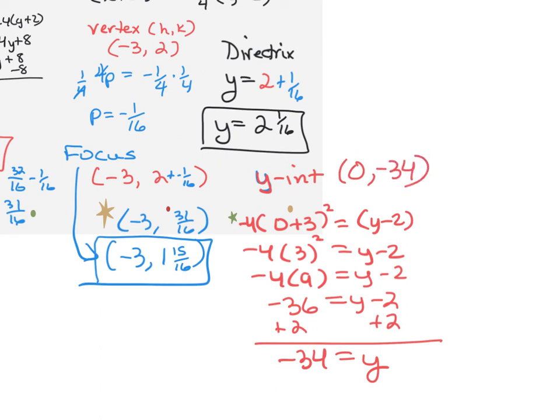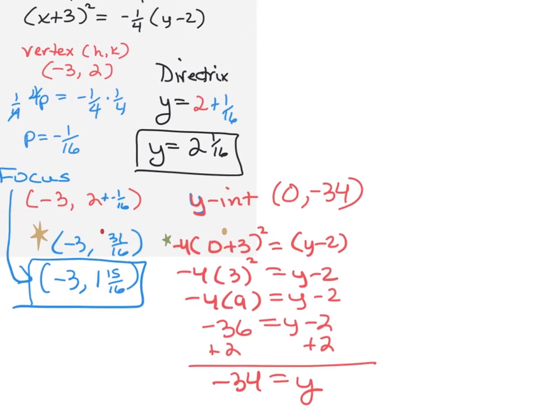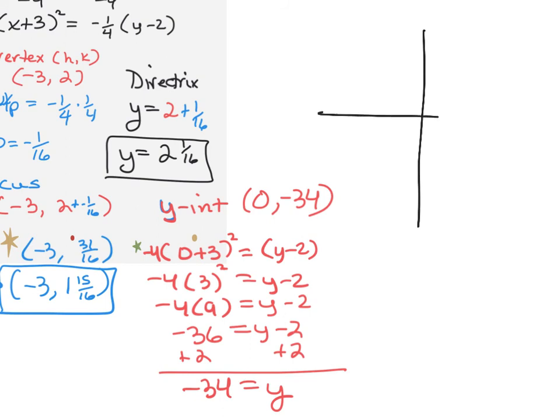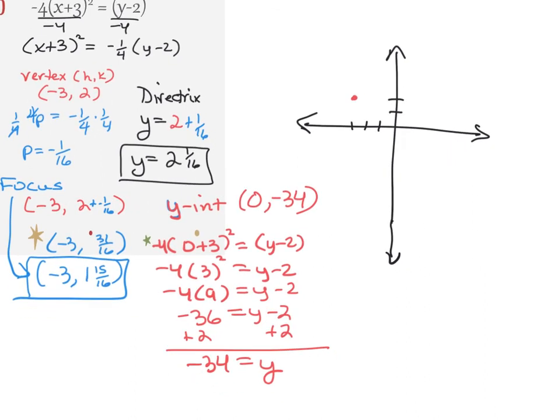So let's graph all this now. X and y axis. I'm going to graph my vertex. My vertex was at the ordered pair -3, positive 2. My focus is at the ordered pair negative 3 and 1 and 15 over 16. So it's really close. And then the directrix would be 2 and 1/16, which is right behind it. So this is y equals 2 and 1/16.